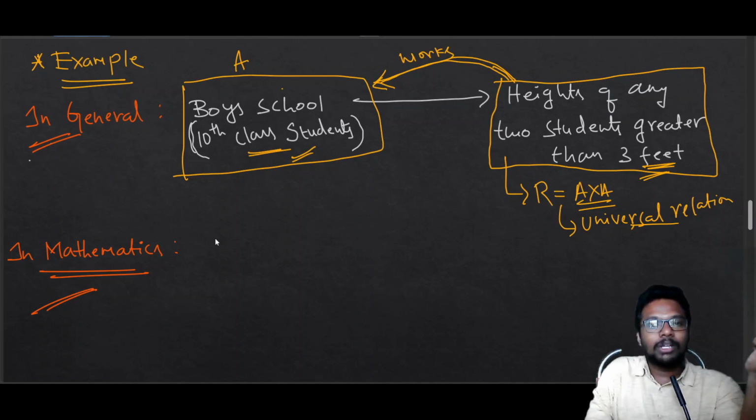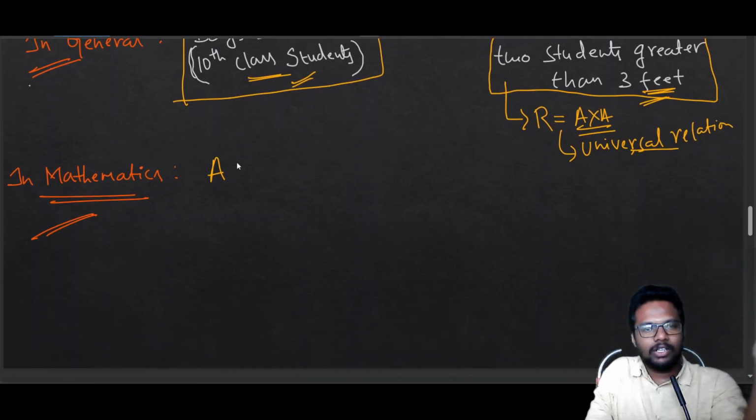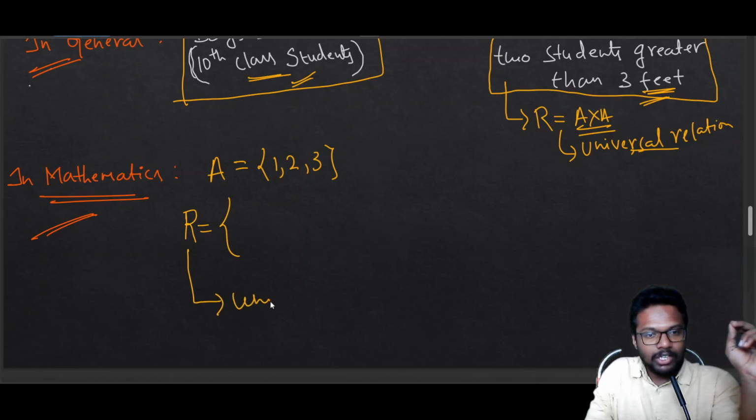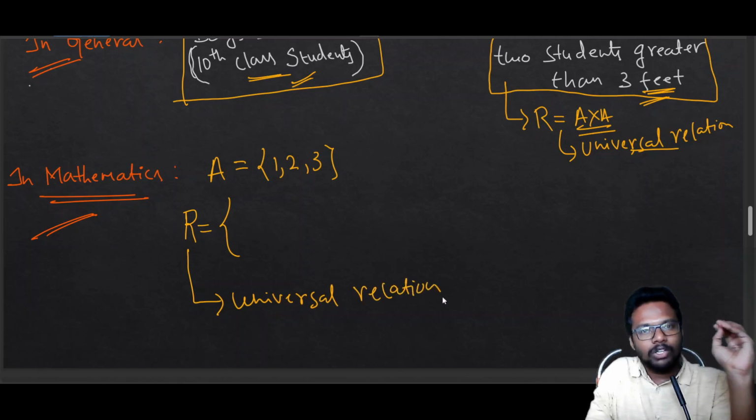If we consider the same in mathematics, I consider A equals 1, 2, 3. Okay, the same set A, I have considered 1, 2, 3. Now I try to create an R, so that it should be a universal relation.